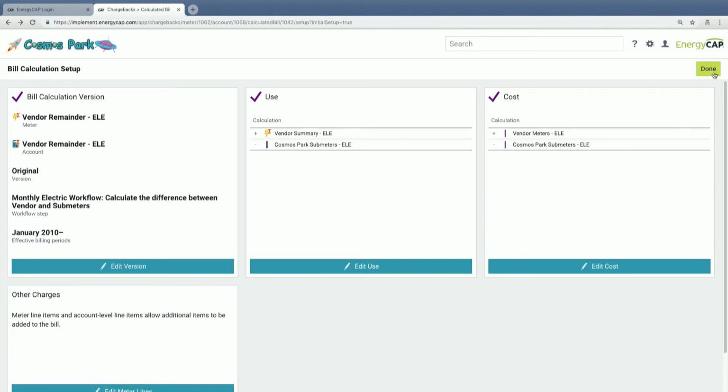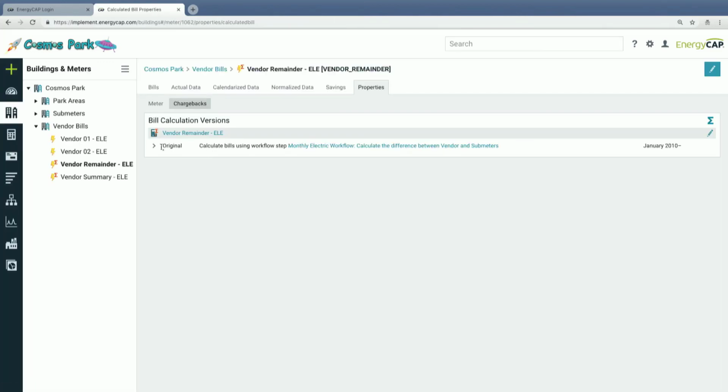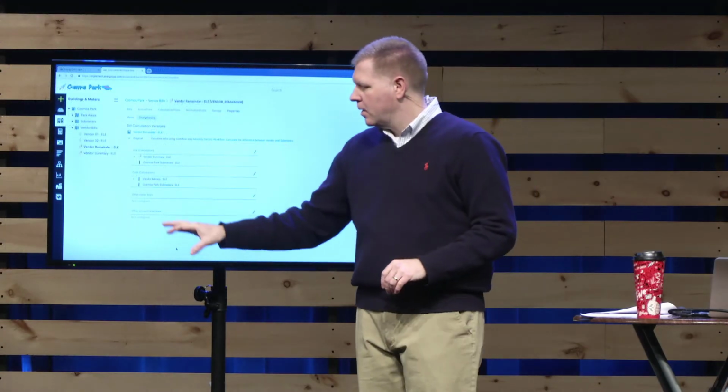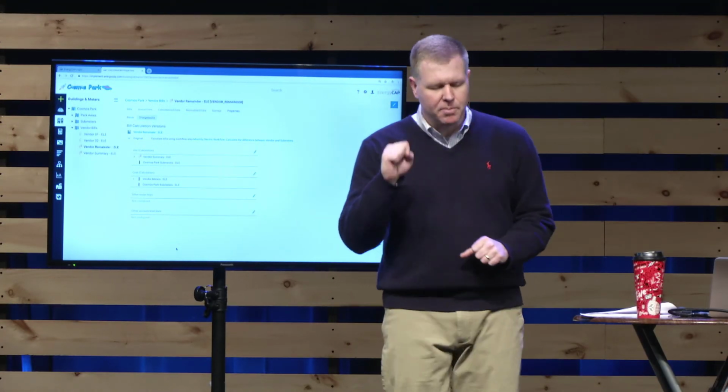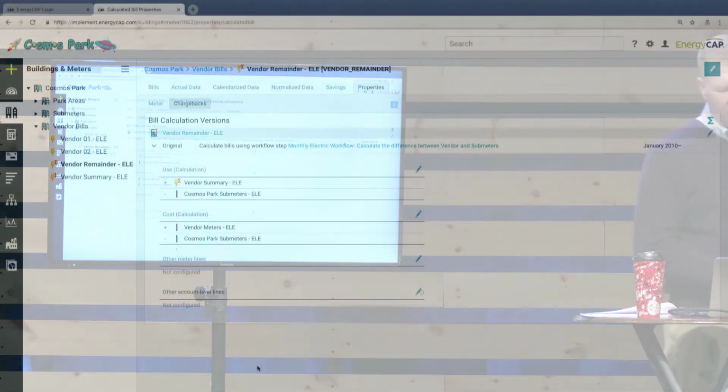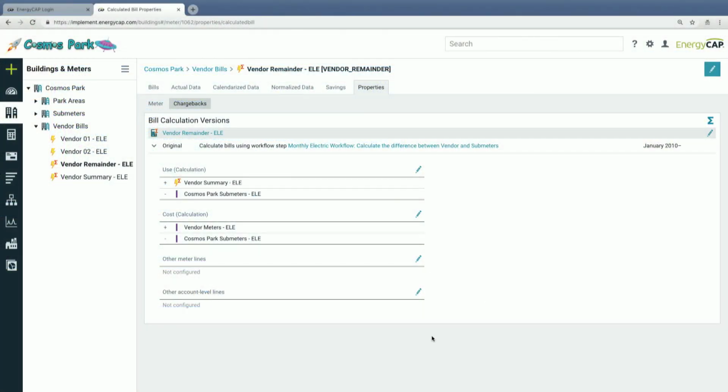Okay. So if we take a look at our configured system, we now have the use calculation, taking our vendor bill, subtracting submeters. We have our cost calculation. At this point, we've got all of those calculations into the system.